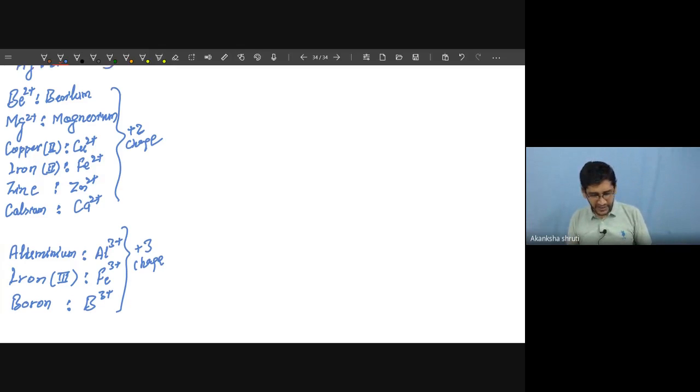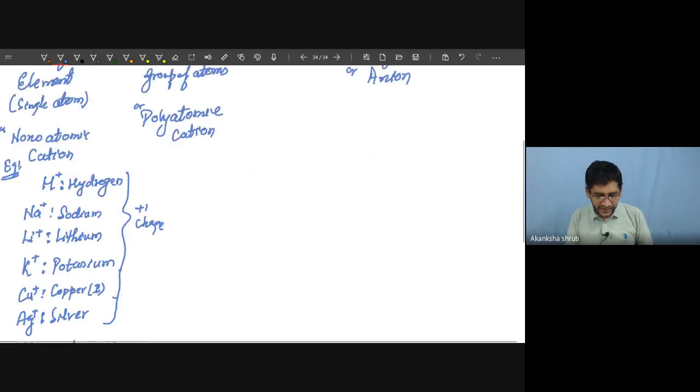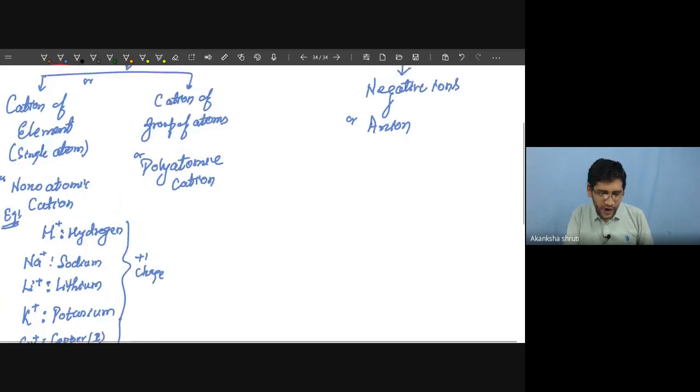Okay. Similarly, we can write for the group of atoms which is showing +1 unit charge, +2 unit charge, +3 unit charge. Student, we had written one example for this one, like our ammonium.